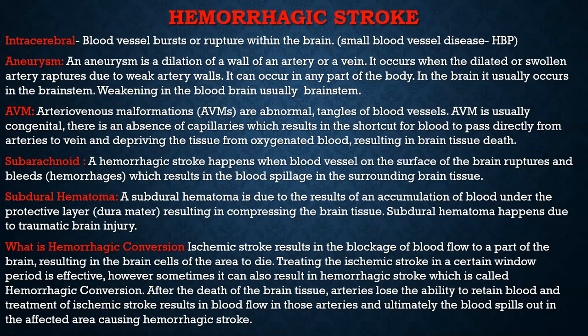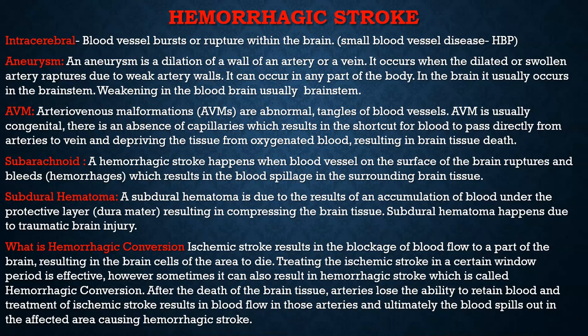So what is hemorrhagic conversion? Very interesting topic here. So what happens if the client goes to hospital with an ischemic stroke, okay, and because of the ischemic stroke, that means there's a blockage of blood flow, right? The part of the brain is not receiving blood because there's a blockage. Now that will result in the brain cells dying. Okay, some of the brain cells will die because of the occlusion.